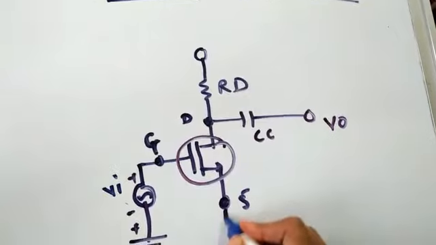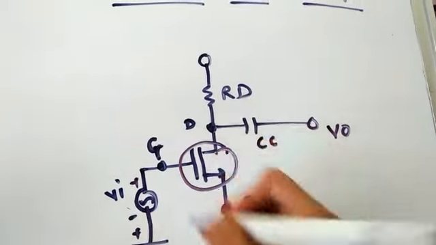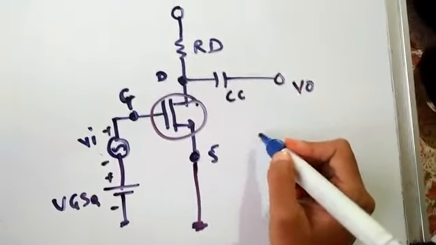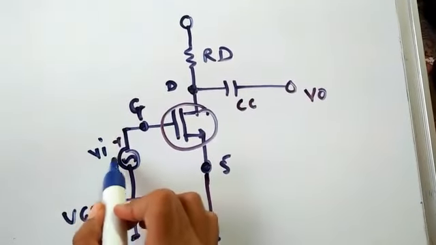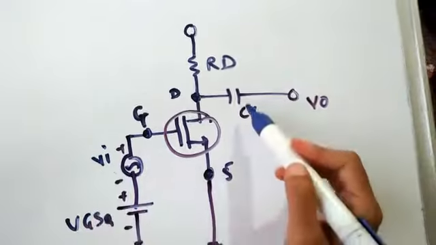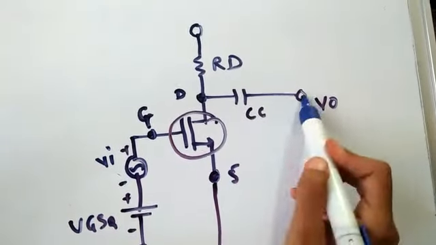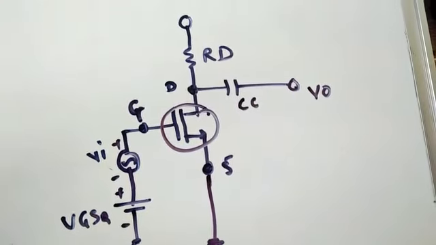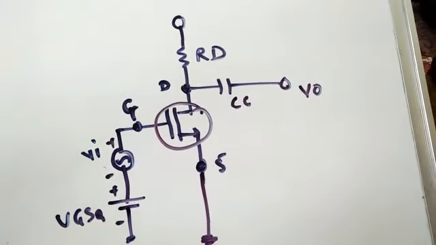This is an N channel and the source is grounded, so this is a common source amplifier. This is an N type enhancement MOSFET. Input is VI, which we have applied here, and at the drain we are taking the output voltage. So this is the diagram of the N channel enhancement MOSFET.